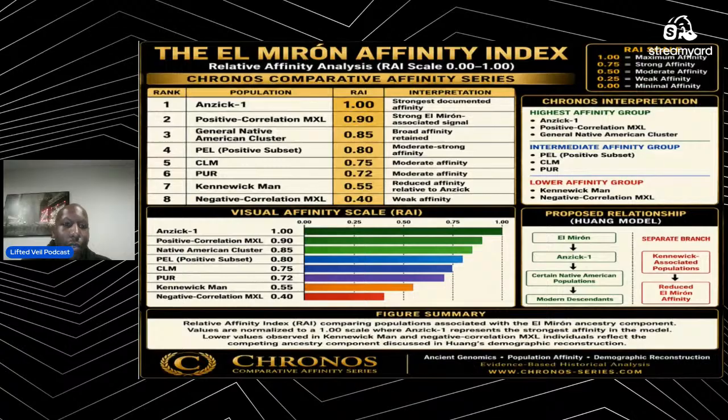Then it had a negative correlation with the Mexican Los Angeles population, and I want to explain that later on. It's very important because with that negative affinity, they isolated that negative affinity and found an additional African signal. But again, I'm gonna get into that once we get to that part. Okay, so that's just a bar chart underneath that to give you another visual effect there to hammer home the point.